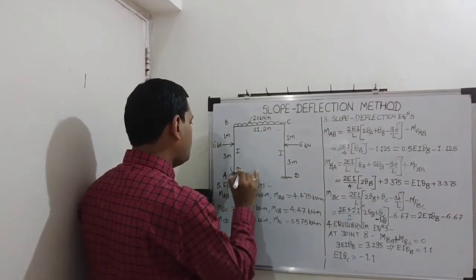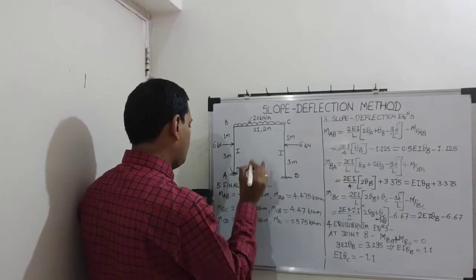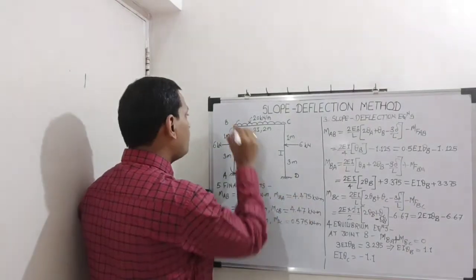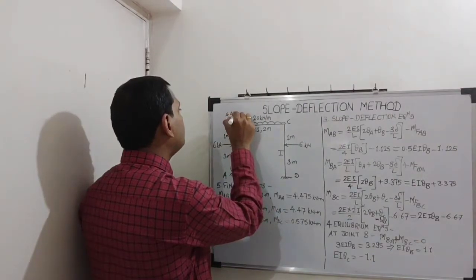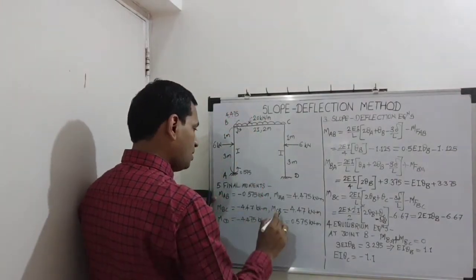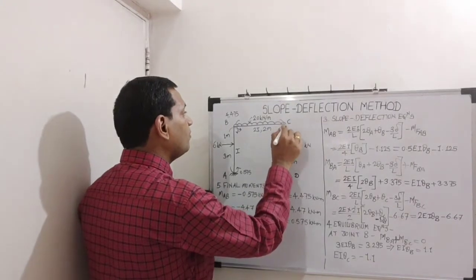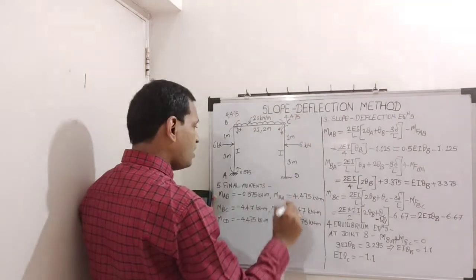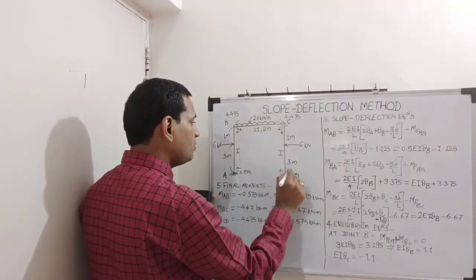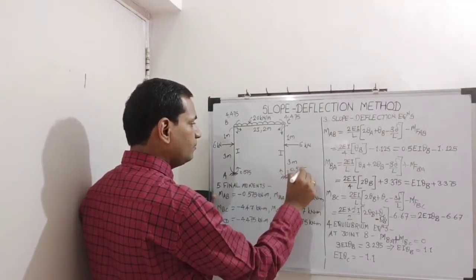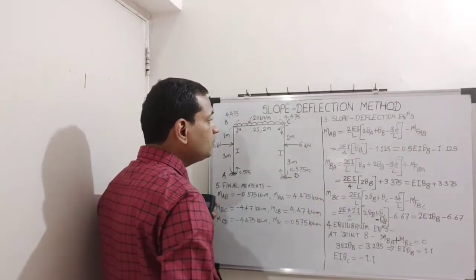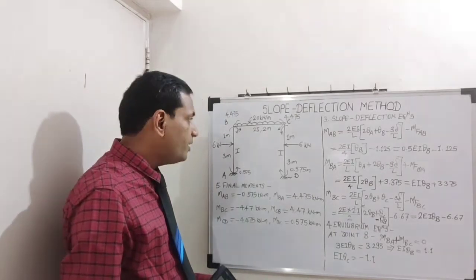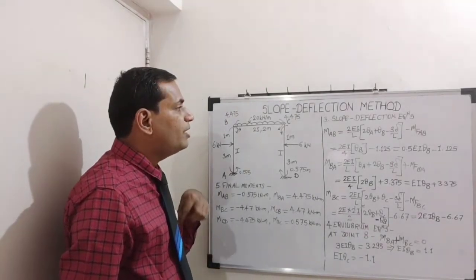So this is 0.575. Then plus and minus 4.475. Here again same 4.475, and last one is clockwise 0.575. So now we have got final moments. Now we have to get reactions, draw SFD and then BMD.